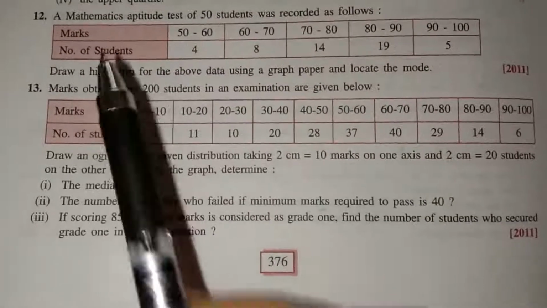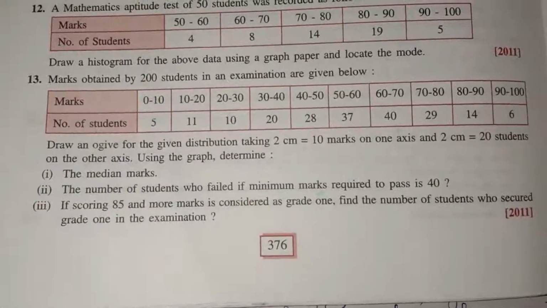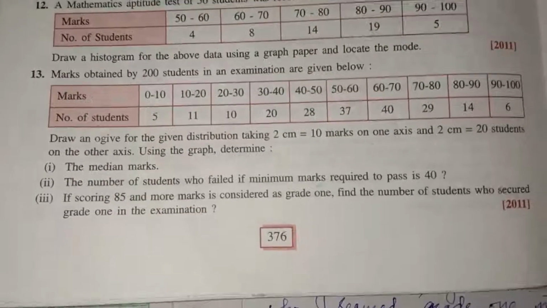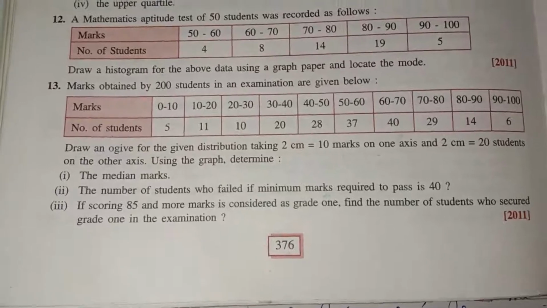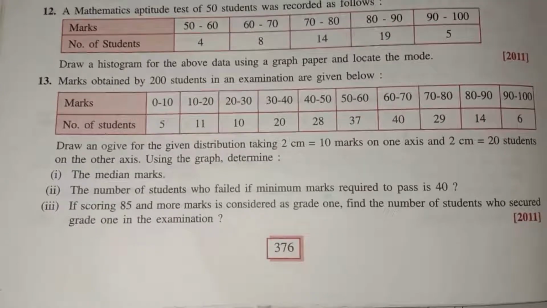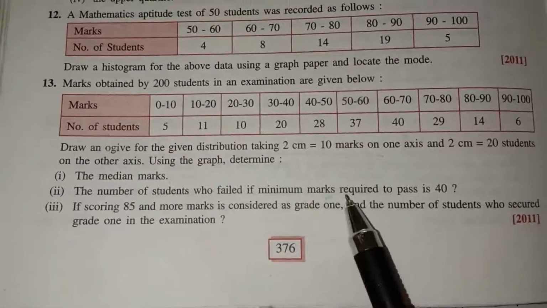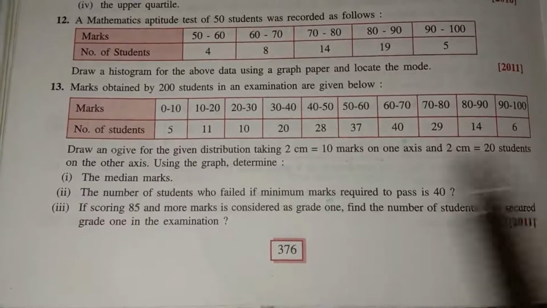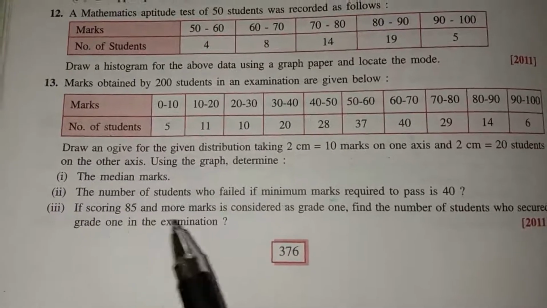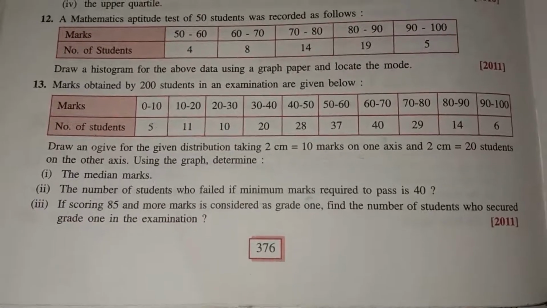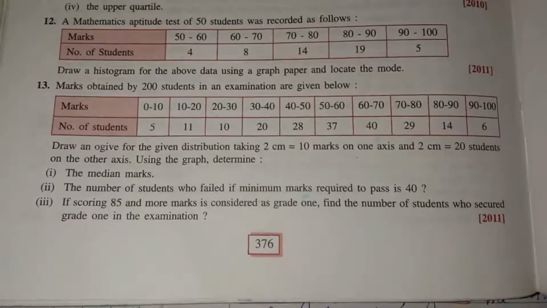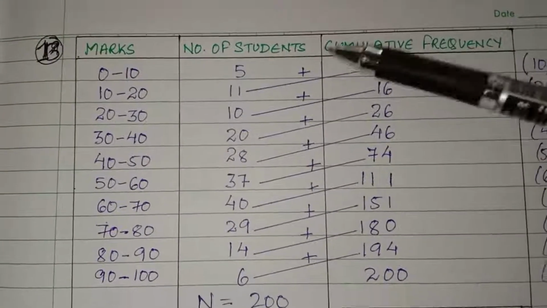Now question number 13. Here marks and number of students are given, and the instruction is given, so we have to follow this. From the ogive, we have to find the median marks, the number of students who failed if the minimum marks required to pass is 40%, and third, if scoring 85 and more marks is considered as grade 1, find the number of students who secured grade 1 in the examination. So marks and number of students are already given in the question.